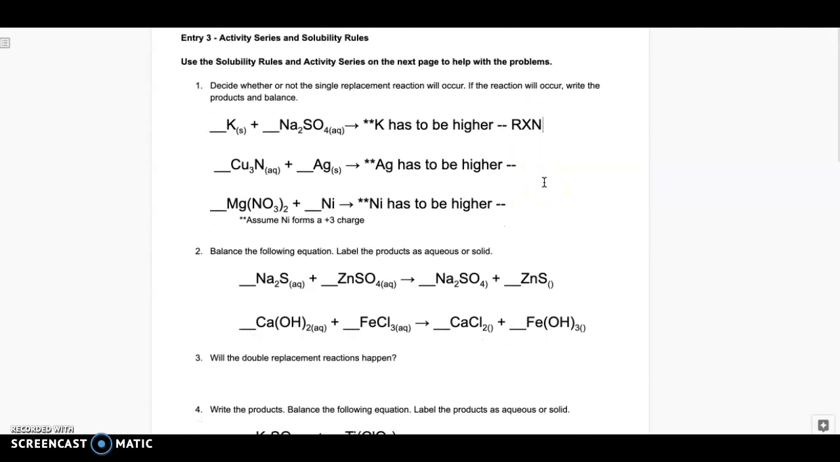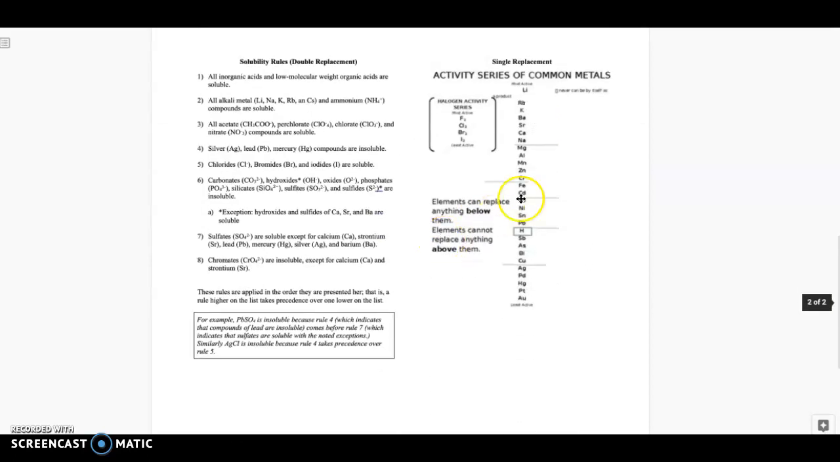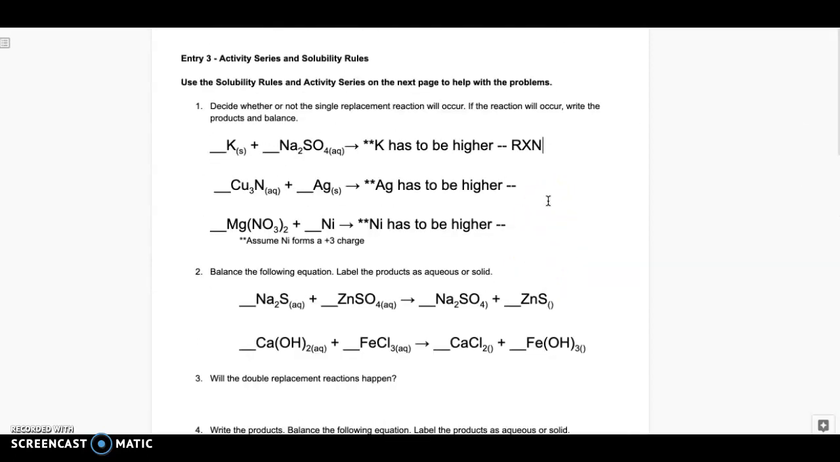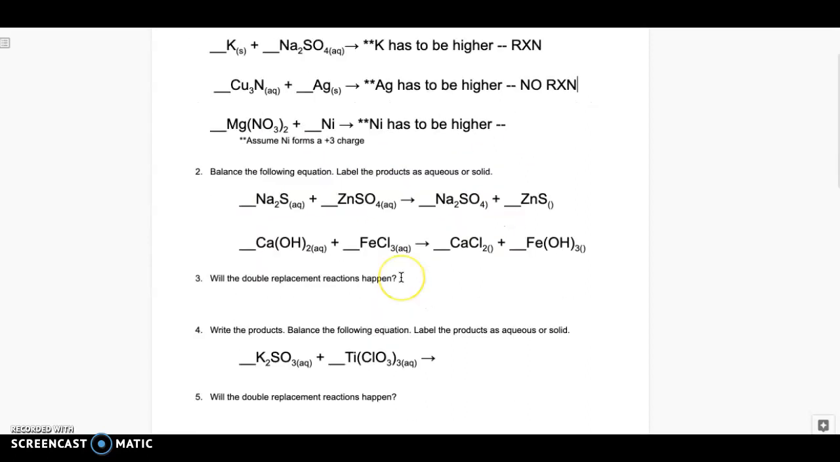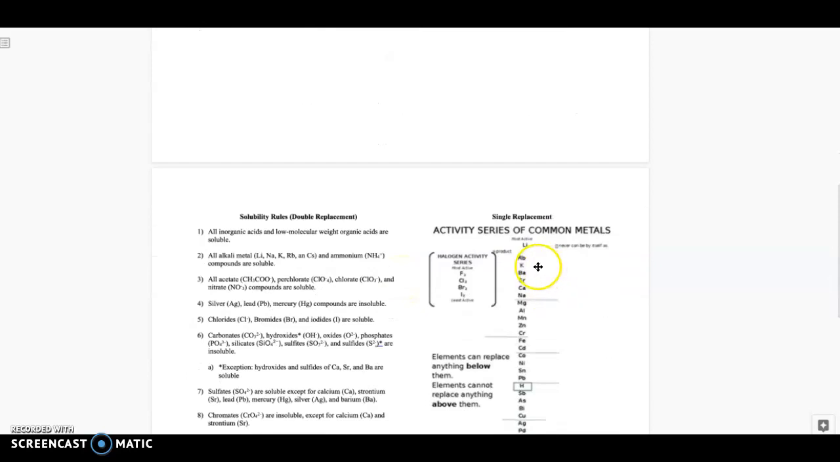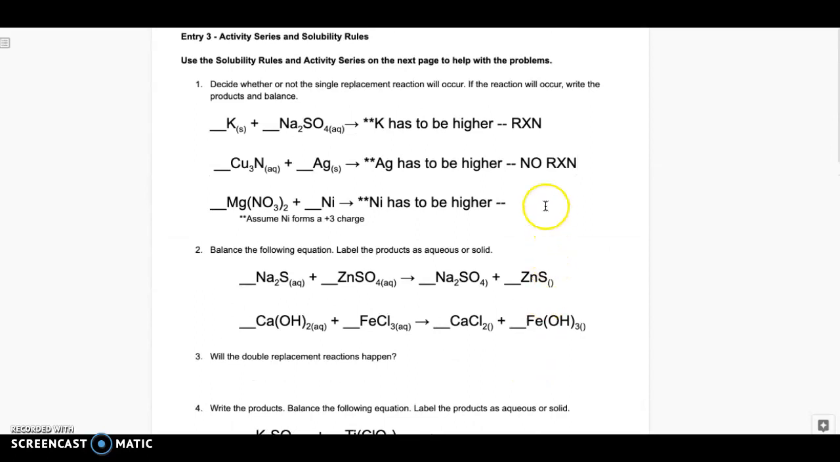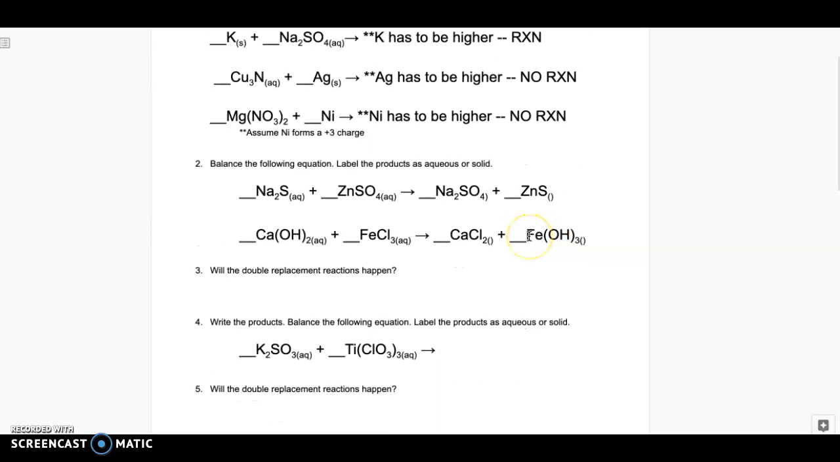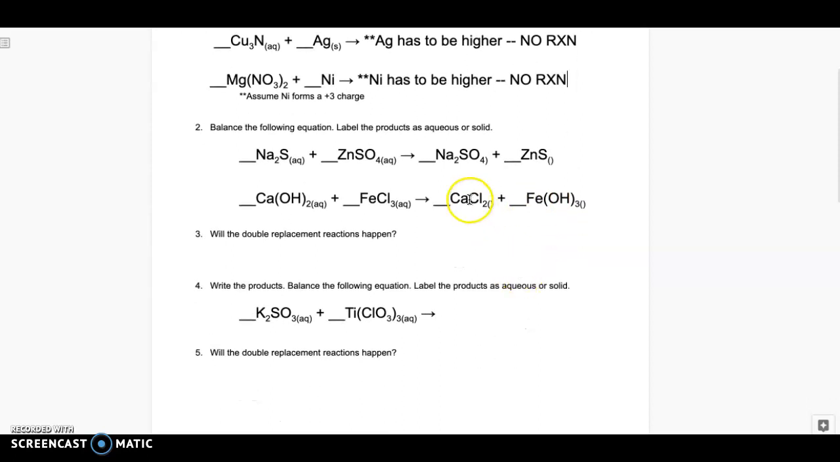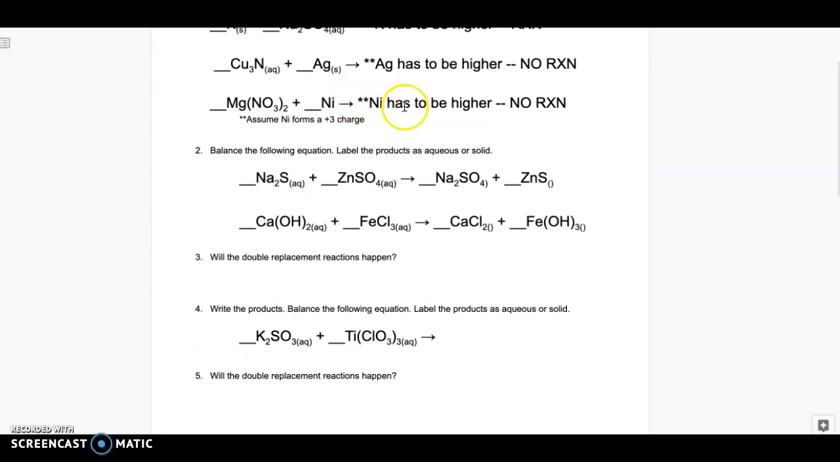It will happen. Okay. Is Ag higher than Cu? There's Ag. And Cu is right above it, so it is not. So that one would be no reaction. And then here's nickel higher than magnesium. So I'm looking, is nickel Ni? There's Mg, there's Ni. Nickel is not higher. So that would be no reaction. Okay. So single replacement, hopefully that's pretty straightforward. You could write the products here if you wanted to, but there's no pressure to do that.